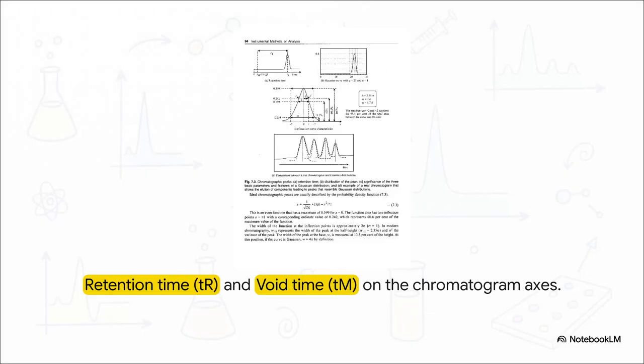Now, what's really interesting about this slide is how the timeline is laid out. That zero mark on the far left acts like the starting gun for both the void time, Tm, and the retention time, Tr. You can clearly see Tm happens super quickly, while Tr marks the exact summit of our peak a little later down the line.